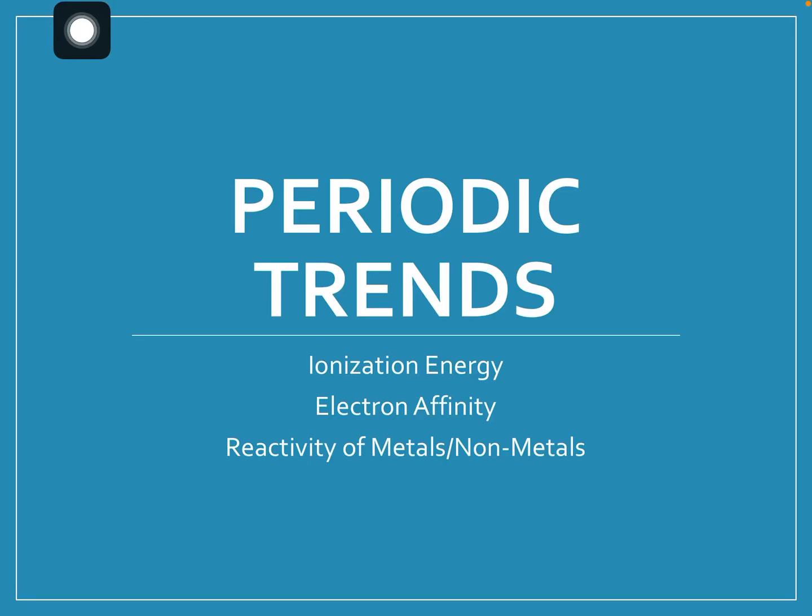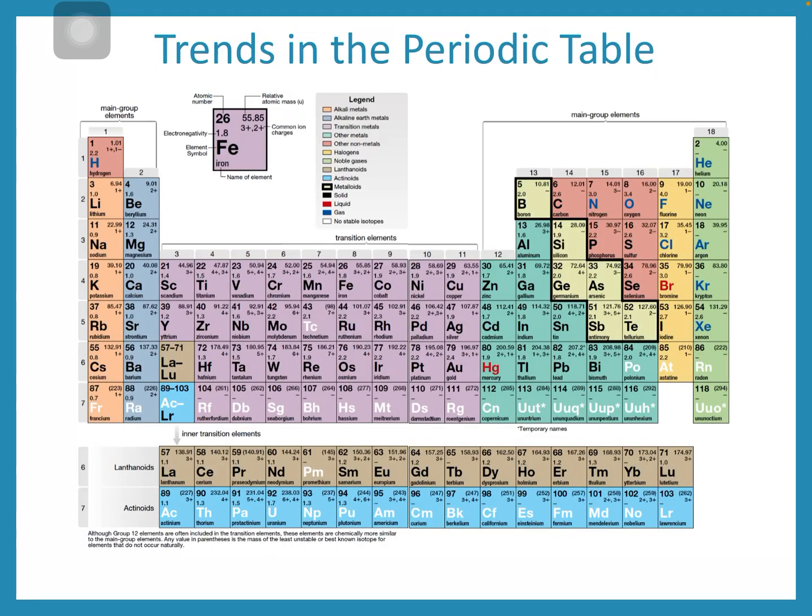In this lesson, we're going to look at the periodic trends of ionization energy, electron affinity, and the relative reactivity of metals and nonmetals. If you recall, we had talked originally about how the periodic table is set up in increasing atomic number. So the number of protons increases as we move from left to right, and as we move down a group, we also have an increase in the atomic number. That is how many protons an atom has.